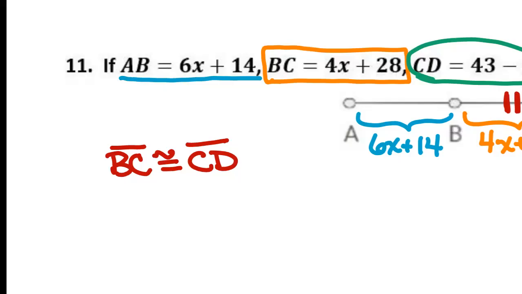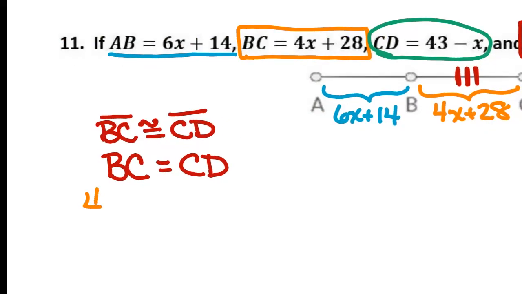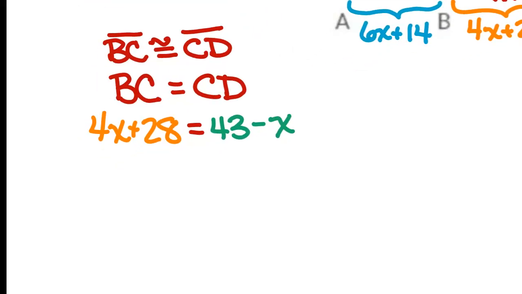Now I need to write something that has an equal sign in it, because this I can't solve. Yes, BC equals CD. Now I have something with an equal sign in it. Now I can make some substitutions. What can go in for BC? 4x plus 28 equals, what goes in for CD? 43 minus x. Perfect, perfect.